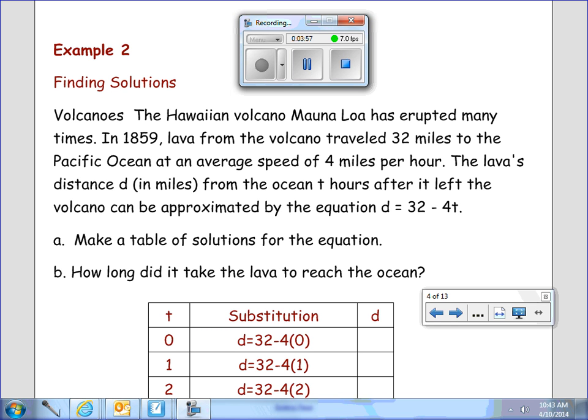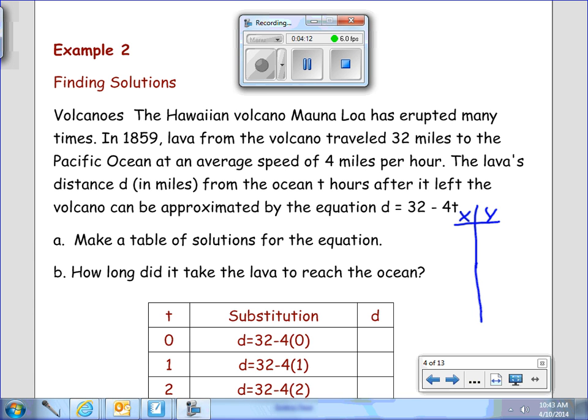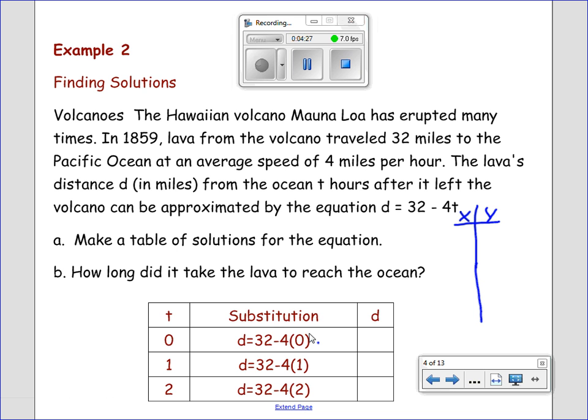T represents the time. So they're going to ask you to make a table of the solutions for the equation. If you recall yesterday in our notes, I said we would start using a table similar to that. So in this, make a table of the solutions for the equation. Now I already have one written for you here, substituting. The t representing time, d representing the distance, and this is the equation that they've given for us to use. So we have substituted that in there.